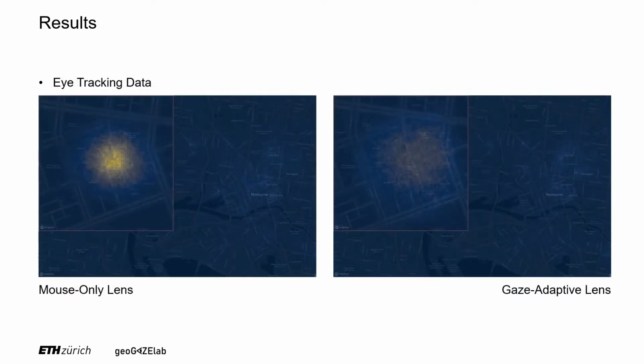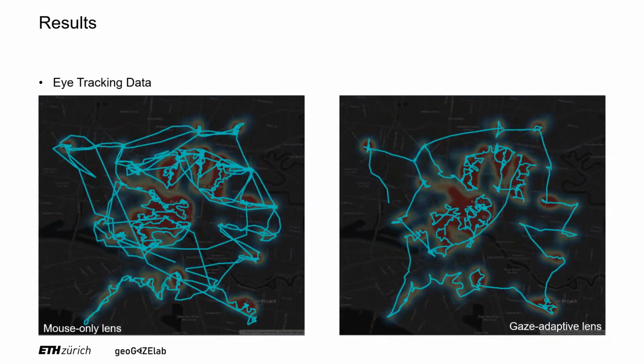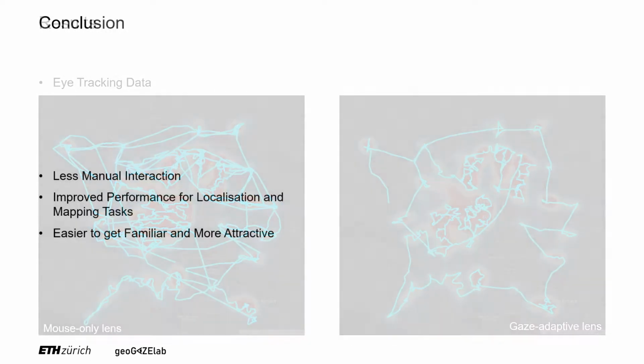As expected, the distribution of gazes with the mouse-only lens is narrower compared to the gaze-adaptive lens, given that in this condition, our design did not render any labels within the periphery. This figure shows exemplary movement paths of the lens on the overview map. Also, the mouse-only participant only found 3 of the 5 targets. The amount of lens movement was higher than for the participant using the gaze-adaptive lens, who found all 5 targets.